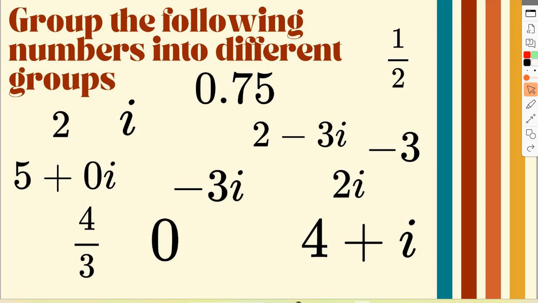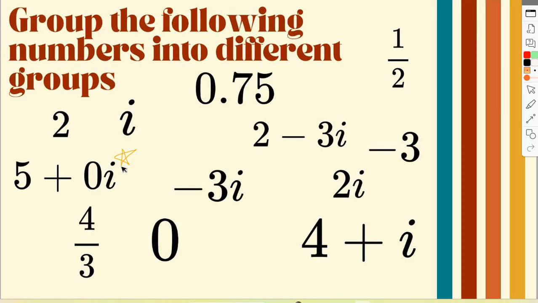So remember that the things that just have i's are called imaginary numbers. The things that have a real number and an imaginary number are called a complex number, because they have both. However, I do want to draw attention to this one. Where did we put this one?